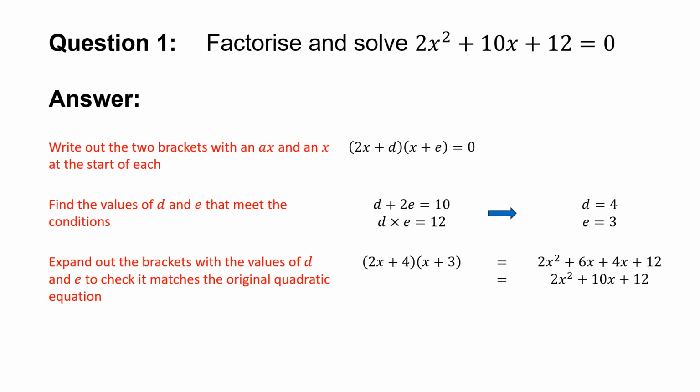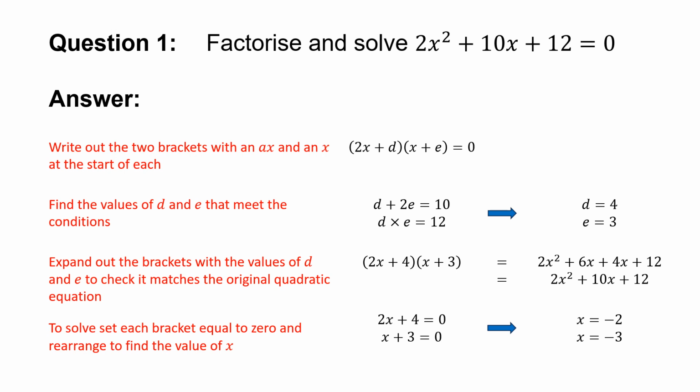2x plus 4 times x plus 3. We're going to do our sanity check. So we expand those brackets out, which gives us 2x squared plus 6x plus 4x plus 12. We simplify this to get 2x squared plus 10x plus 12, which is the original expression. Now the last step is just to solve.